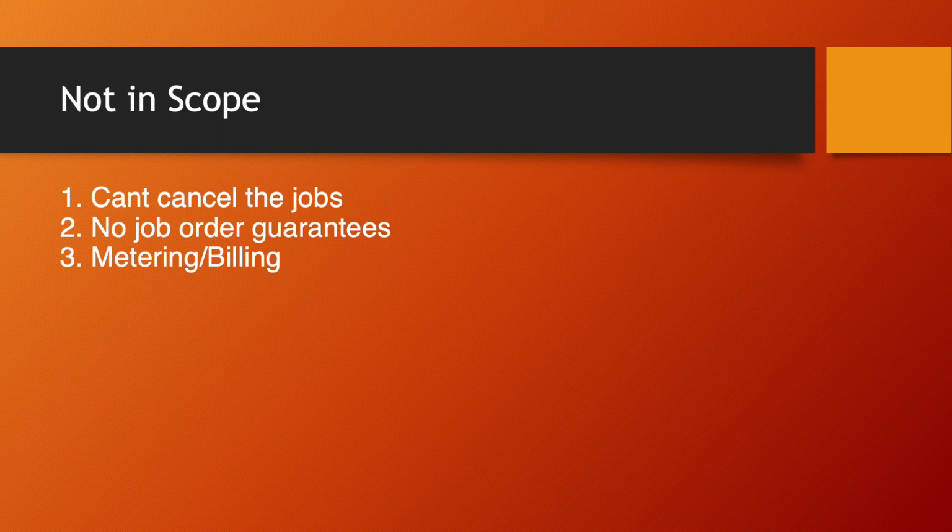Also, what is not in scope? So let's say users can't cancel the jobs once they have submitted. There are no job order guarantees, and metering and billing is not in scope.